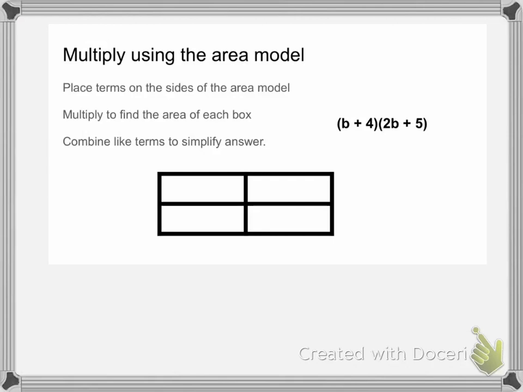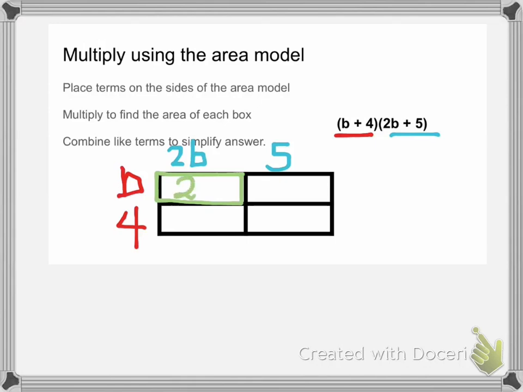The area model, you're going to find the area of each box in this shape. So place the terms on the sides of the area model. So let's take our first term, B, and we'll put B by the first box and 4 by the second box. And then the second one we're going to take and multiply, put it on the top. So we'll put 2B above the first box and 5 above the second box. And we want to find the area of each of those boxes. So to find the area of this rectangle here, we have to multiply length times width, which would be B times 2B, which would be 2B squared.